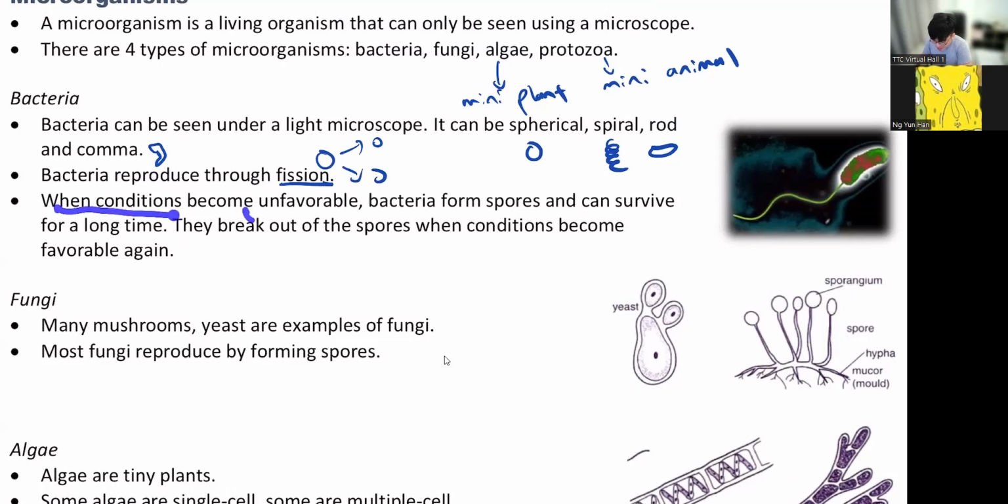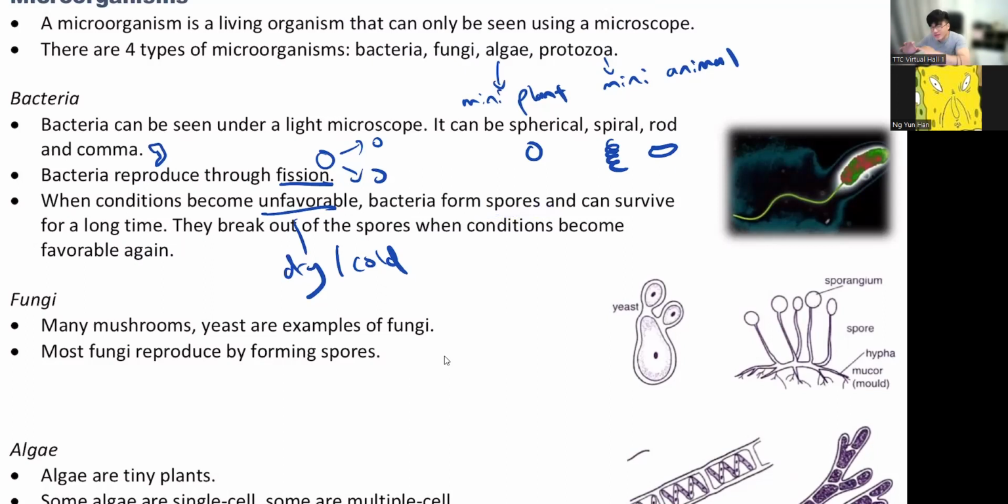So when conditions become unfavorable, if the condition is really bad, as in really dry or really cold, they will form spores and can survive for a long time. This is what happens when you buy a piece of meat. Let's say uncooked chicken. Raw chicken has bacteria. So when you put it into the freezer, which is very cold and very dry, do they die? No, they don't die. They just turn into a spore. They go into hibernation mode.